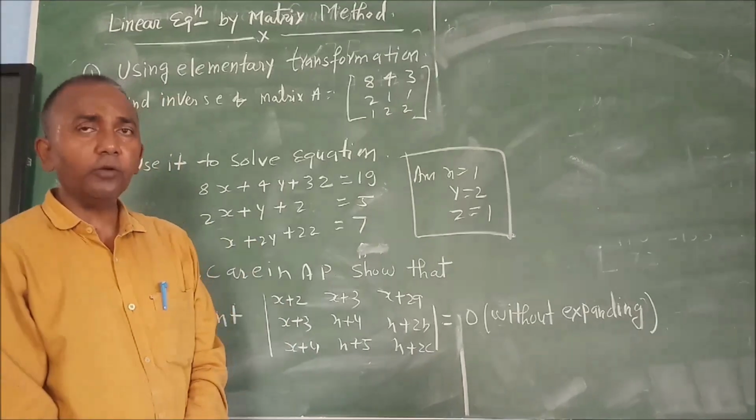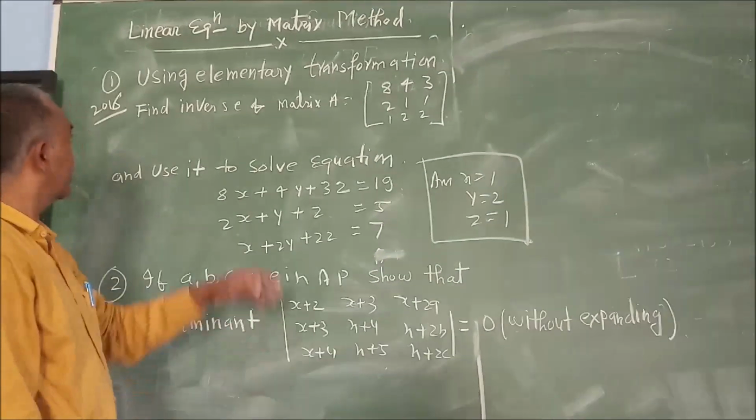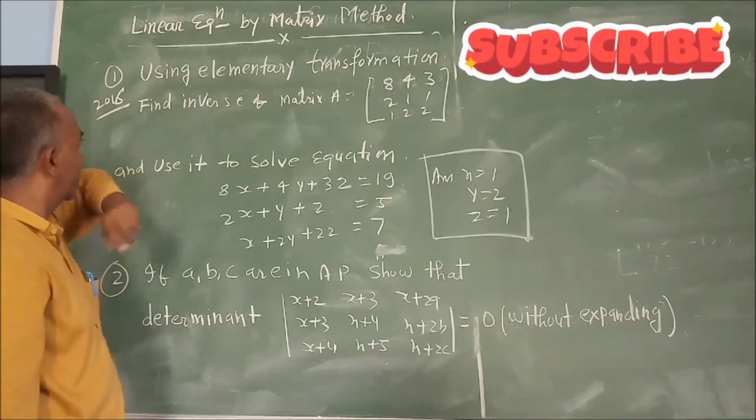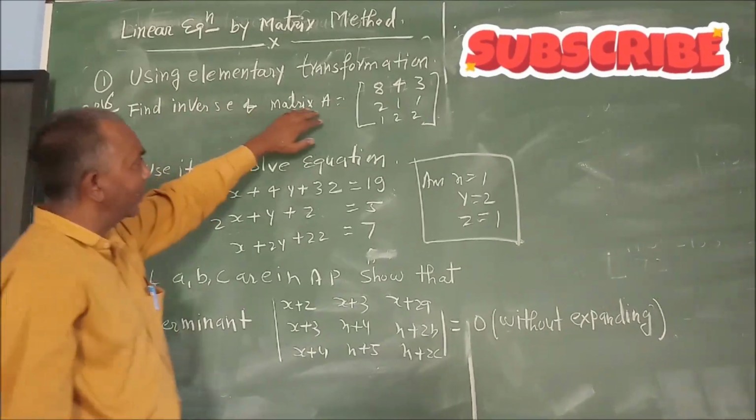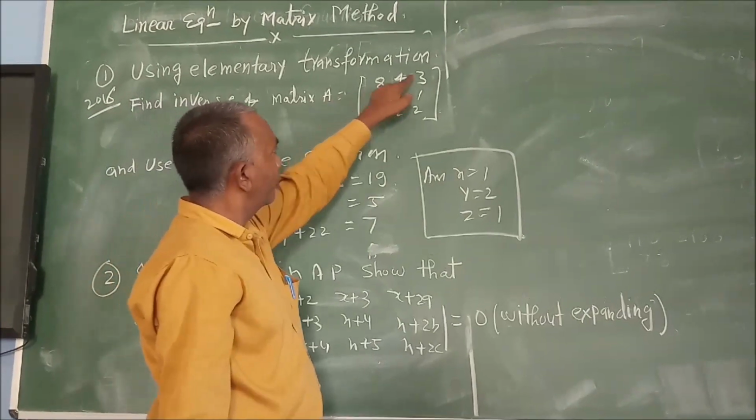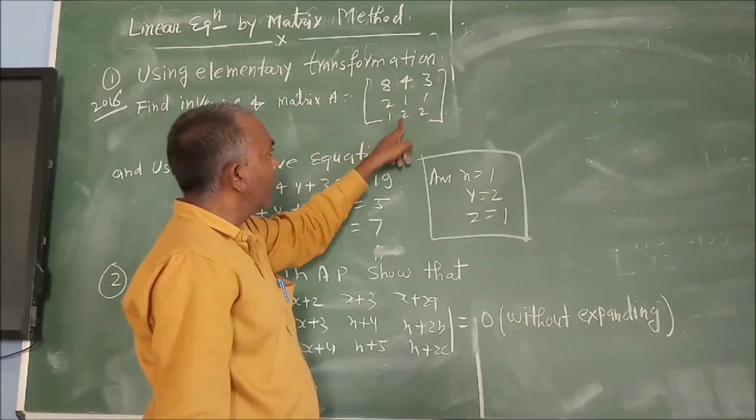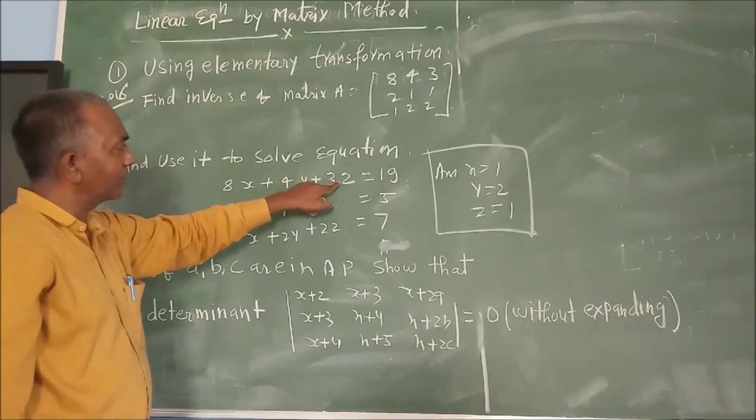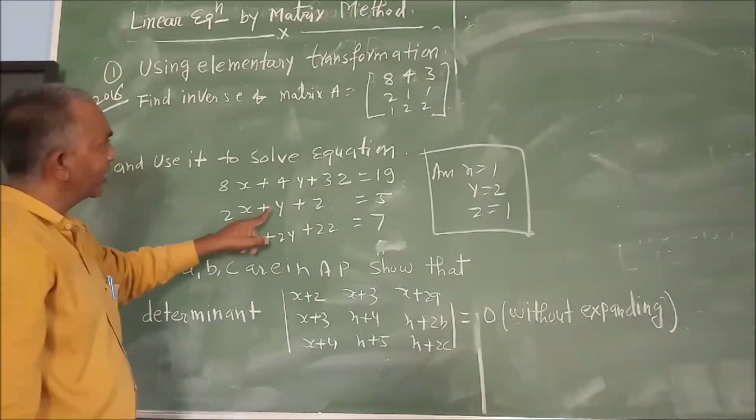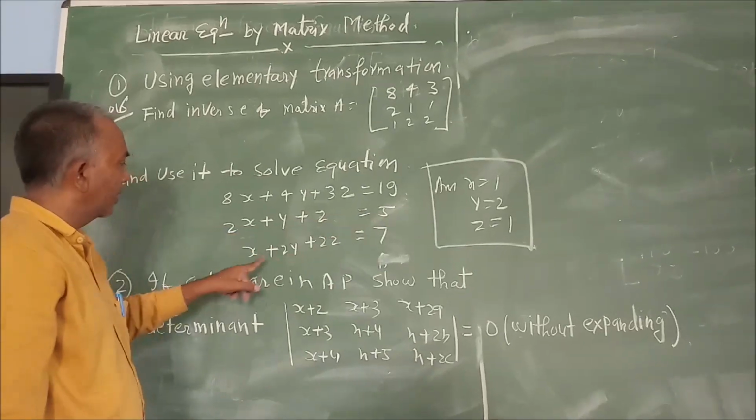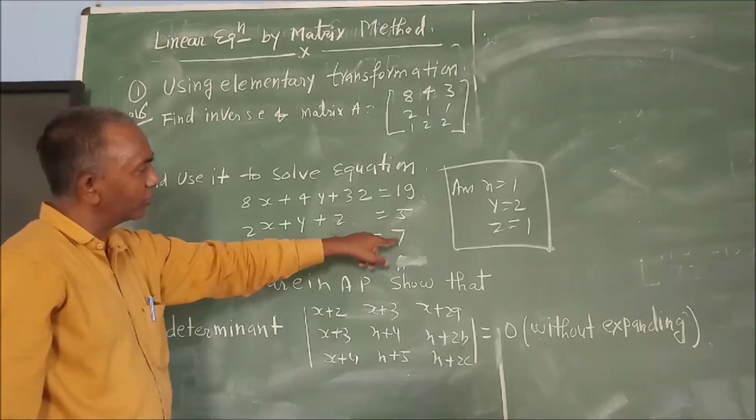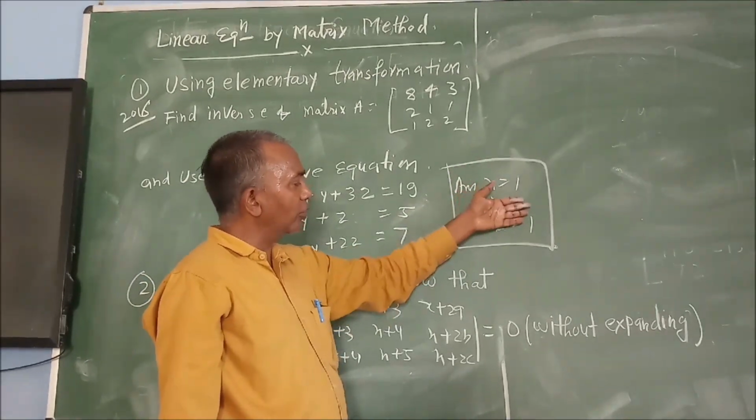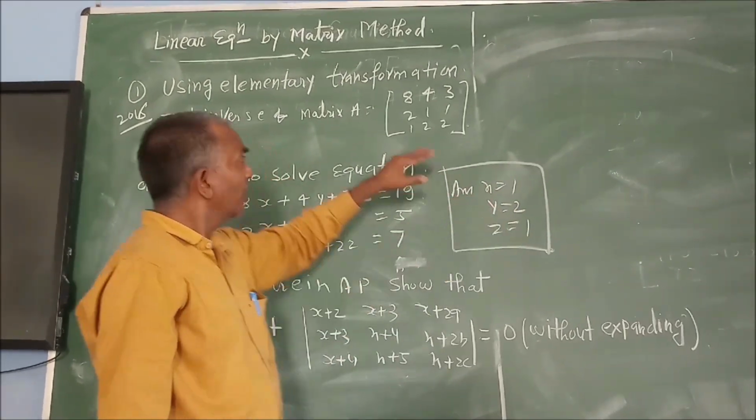Here are two questions for your homework. First is a CBSE 2016 question. Using elementary transformation, find the inverse of the matrix A equal to 8 4 3, 2 1 1, 1 2 2, and solve the equations 8x plus 4y plus 3z is equal to 19, 2x plus y plus z is equal to 5, x plus 2y plus 2z is equal to 7. The answer is already given: x will be 1, y is equal to 2 and z is equal to 1.